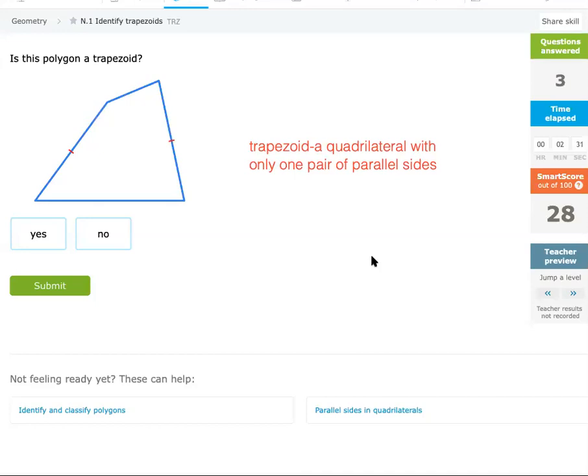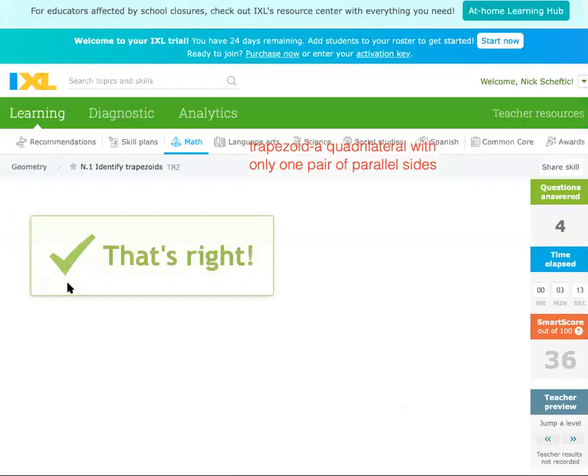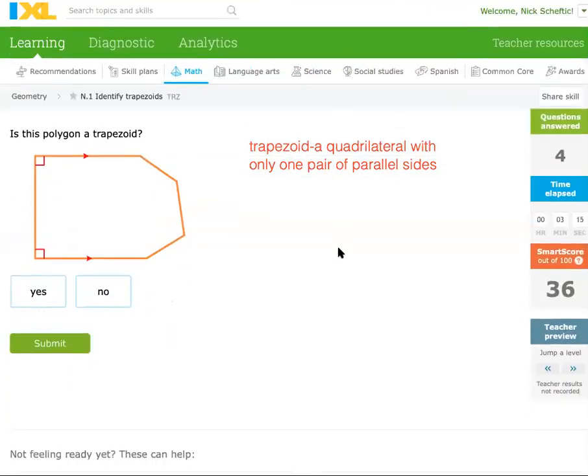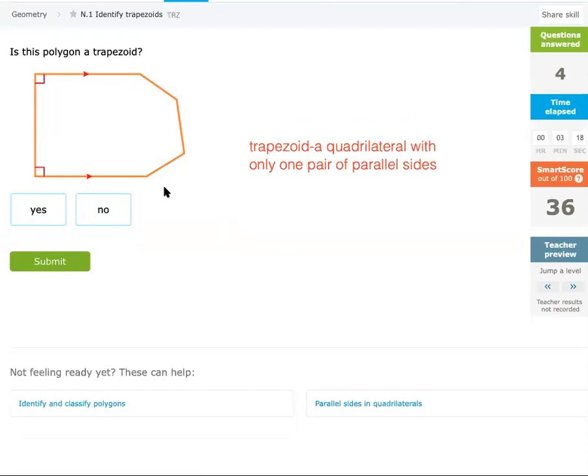Is this polygon a trapezoid? So they kind of tried to trick you. It's got four sides. The lines are equal length on those two sides, but one line's curving in, and they're different angles. So this is actually not going to be a trapezoid. For this one, count how many sides you have: 1, 2, 3, 4, 5, 6. So no, that's not a trapezoid.